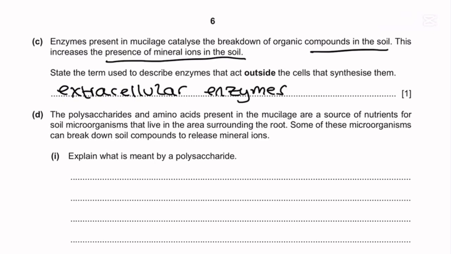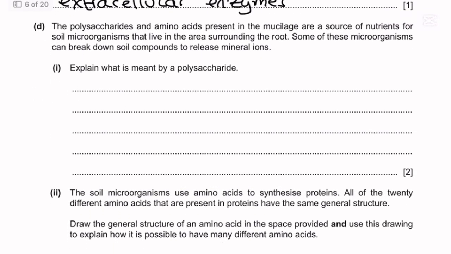And then he says here, the polysaccharides and amino acids present in the mucilage are the source of nutrients for soil microorganisms that live in the area surrounding the root. And some of these microorganisms can break down soil compounds to release mineral ions. Explain what is meant by a polysaccharide.